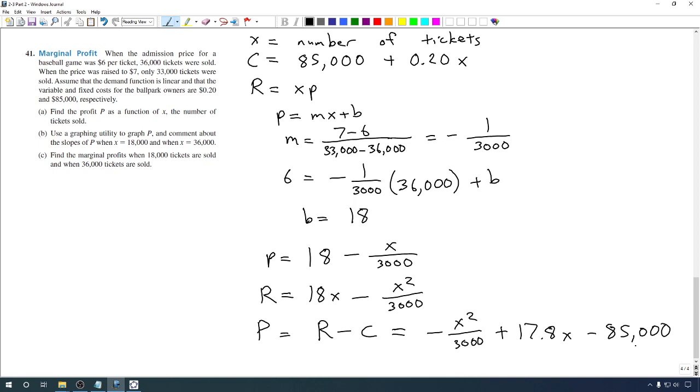So this is my formula for my profit. That's all part A. Using a graphing utility to graph P, so we're going to be graphing this function. And we're going to talk about the slopes when x equals 18,000, when x equals 36,000.